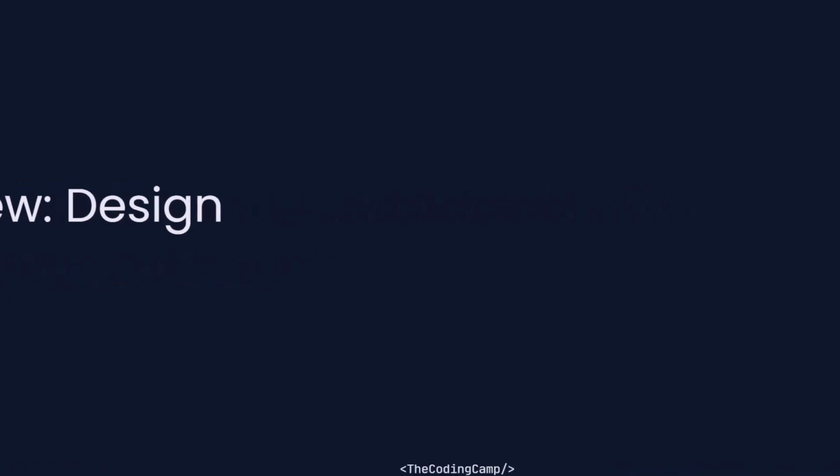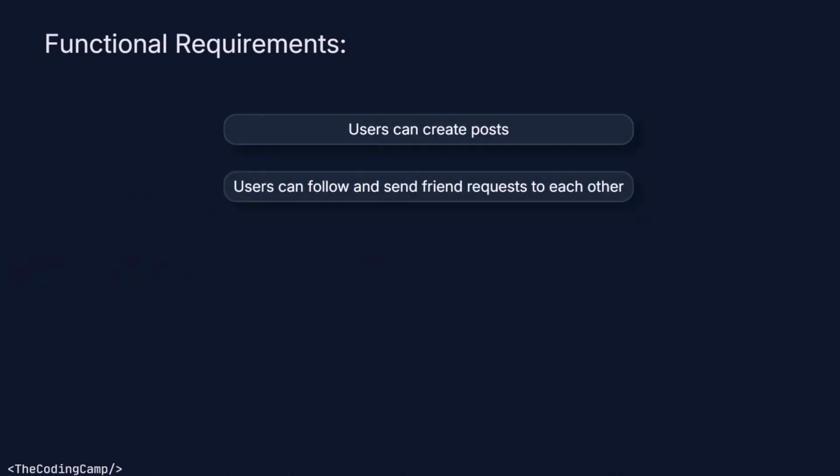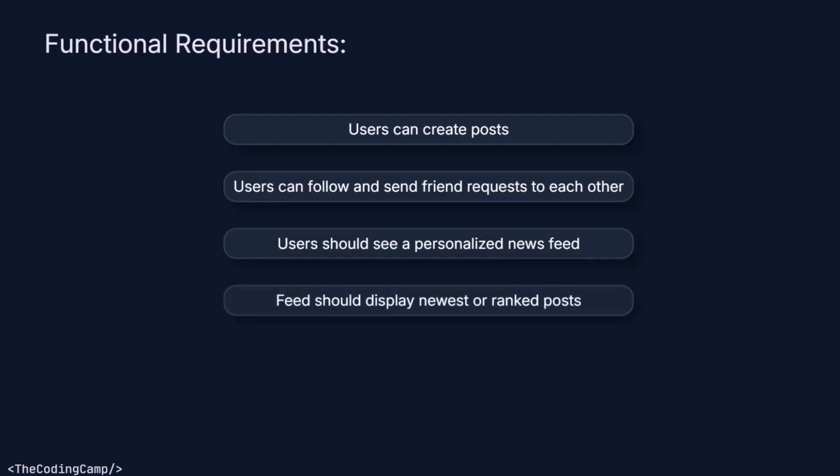Starting with the functional requirements, users can create posts, users can follow and send friend requests to each other, users should see a personalized newsfeed, feed should display newest or ranked posts, and users can like and comment. I'll exclude stories, ads, recommendation, machine learning models, and notifications.